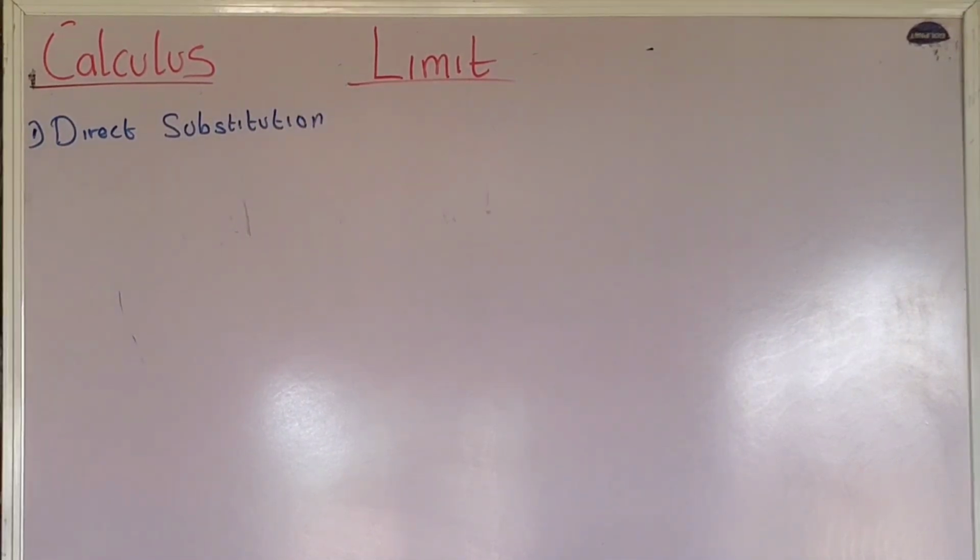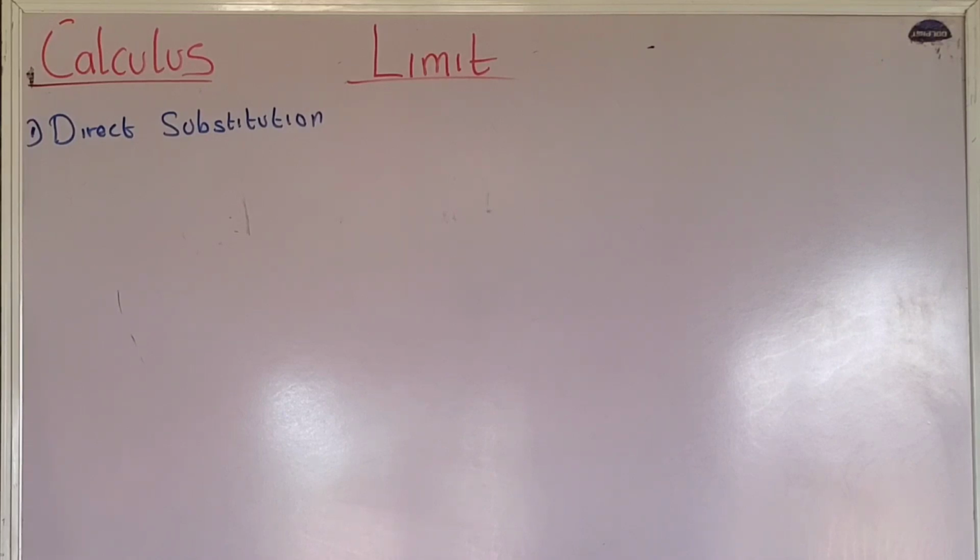Okay? If you want to evaluate the limit of a function using the direct substitution method, all you have to do is just substitute the limiting value. You get what I'm trying to say? Just substitute the limiting value into the function that you are given. Okay, you are going to arrive at an answer. So let's look at questions on the direct substitution method.